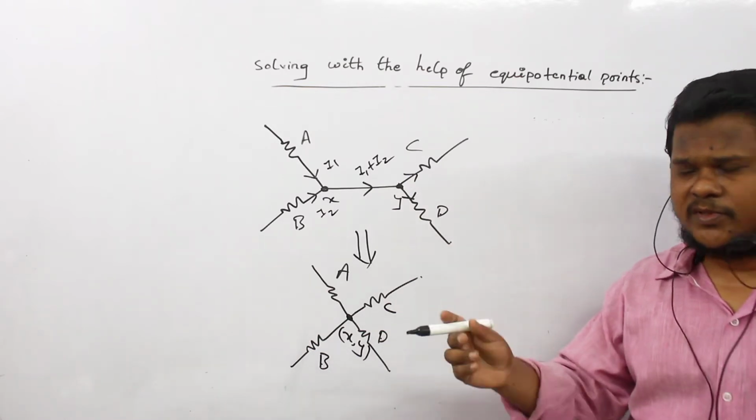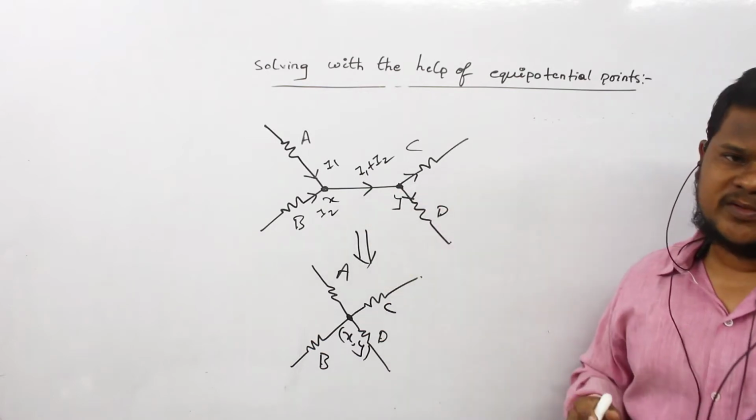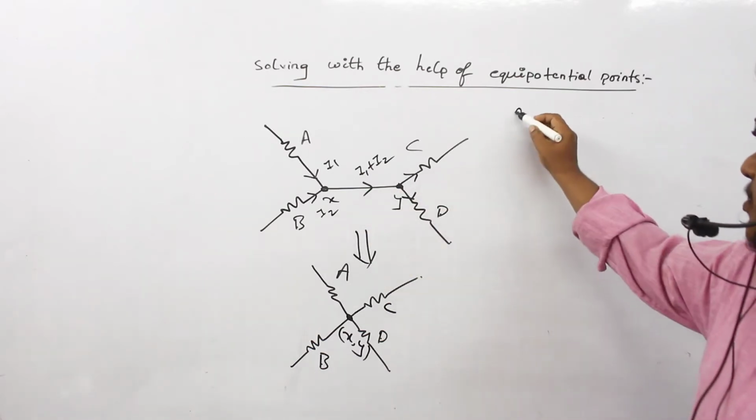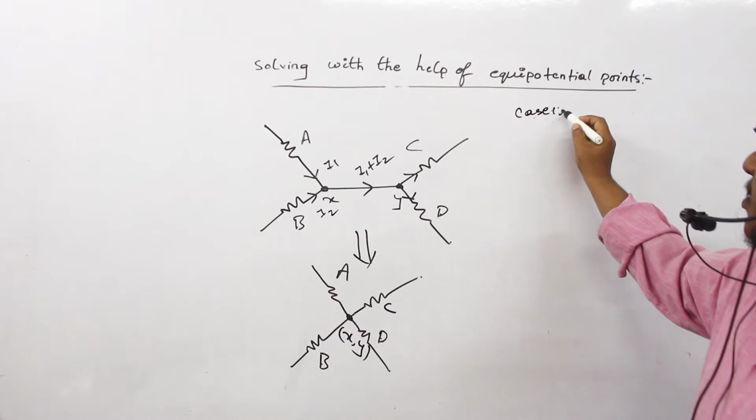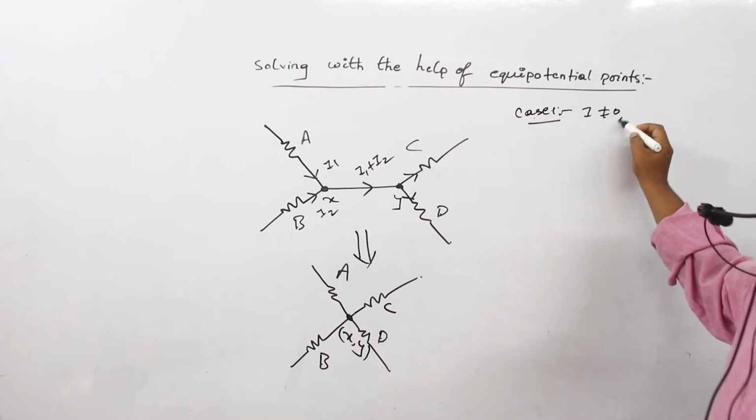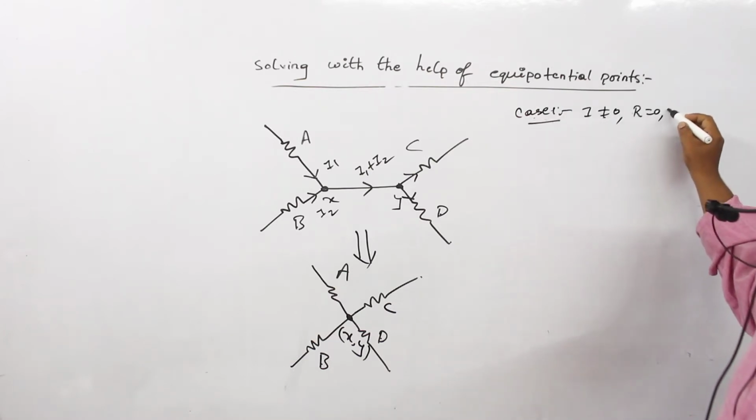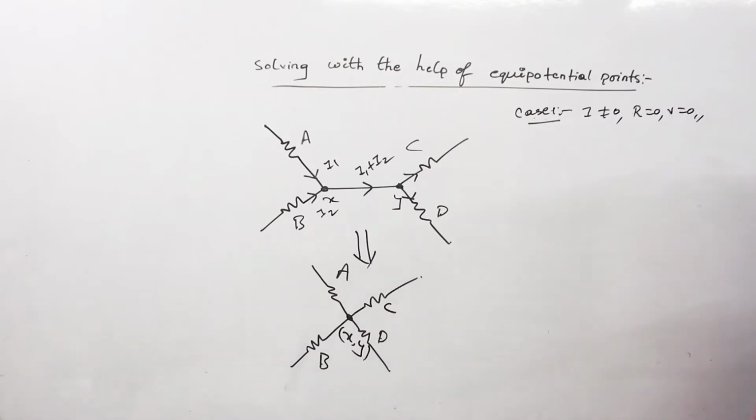Why is the potential drop 0? Because there is no resistance in this circuit. Are all of you able to understand? So what is case number 1? Case number 1 is that current is definitely flowing, current is not equal to 0, resistance is 0, so therefore potential difference is also 0.